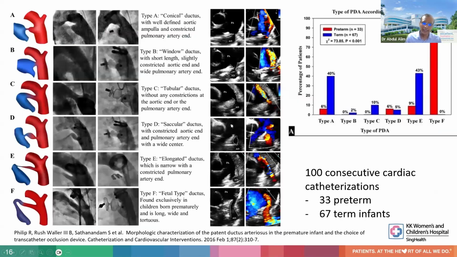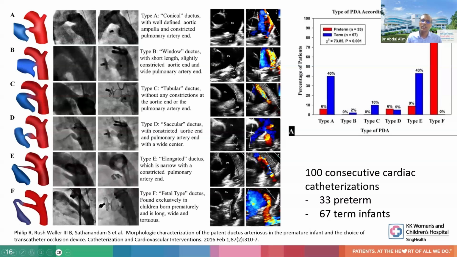One of the caveats in PDA size is from recent published literature. They looked at the PDA size during cardiac catheterization. These are all neonatal PDAs because in the USA now, even preterm neonatal PDAs are closed by cardiac catheterization. The images show the PDA. There are several types of PDA. The PDA can be aneurysmal, long, or a narrow duct. In the bottom figure, type F is the most common PDA in preterm neonates, which I showed earlier.